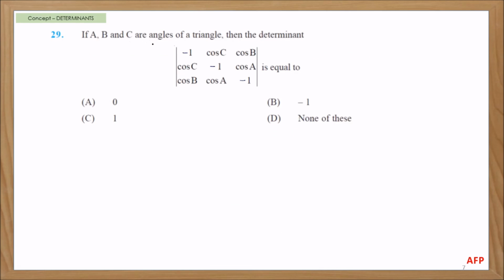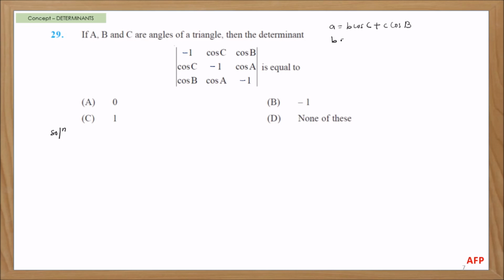Next one, A, B, C are the angles of a triangle. Okay, determinant value we are supposed to find. So in this we shall use the projection formula. So first I will write the projection formula. a is equal to b cos C plus c cos B. Small a, b, c are sides, capital A, B, C are angles.